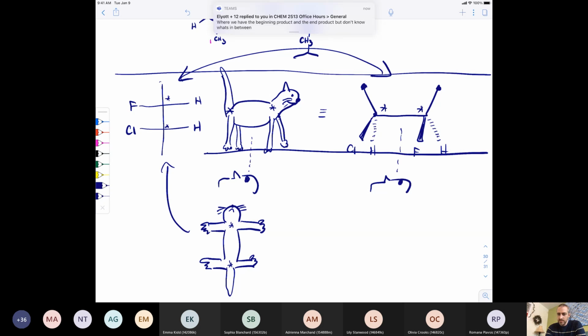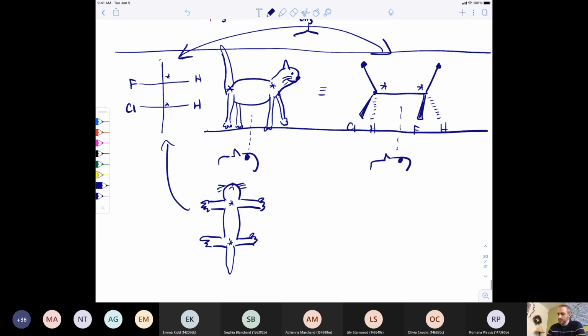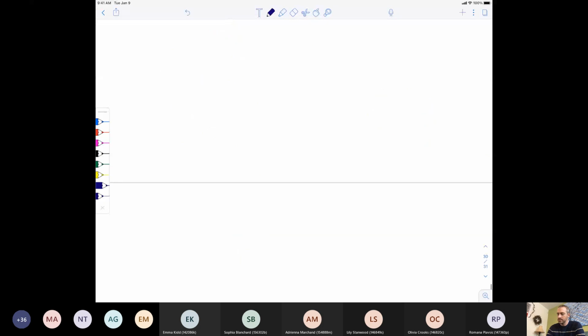Elliot, do you have any suggestions, tips, strategies for doing multi-steps? I sure do. Where we have the beginning product and the end product, but we don't know what's in between? Yeah, no problem. Are we okay with Fischers? We can come back to them later if people have more questions or want some examples or whatever. I have a feeling somebody emailed me a question on this today.